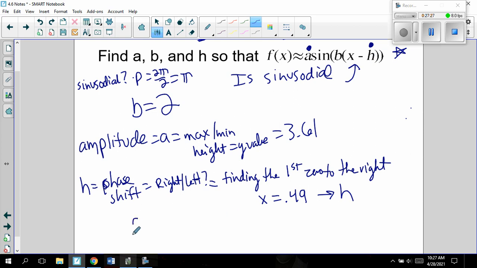So this sinusoidal would be A, which was 3.61, sine. We said B was 2. Don't forget these parentheses, x minus 0.49. Close that, and that would be your function. Okay. You can check this. So if I go back to my calculator and I type that in, it should look close. It is not going to be exact because I've rounded to the 2 decimals that were there.